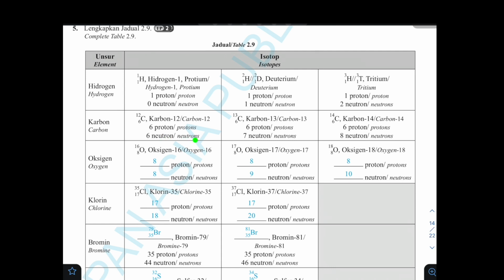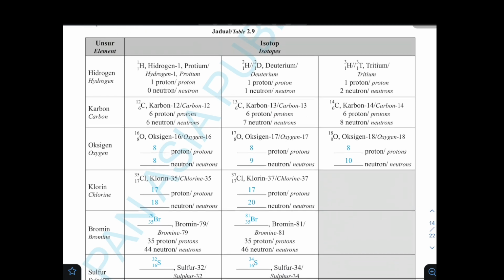Tengok kalau dia punya number of neutron dia berbeza, so dia punya nucleon number dia pun berbeza. Jadi kalau isotop ni dia punya proton number dia sama tetapi berbeza neutron number ataupun berbeza nucleon number. Sebab kalau number of neutron berbeza, sudah tentu nucleon number pun berbeza ya.